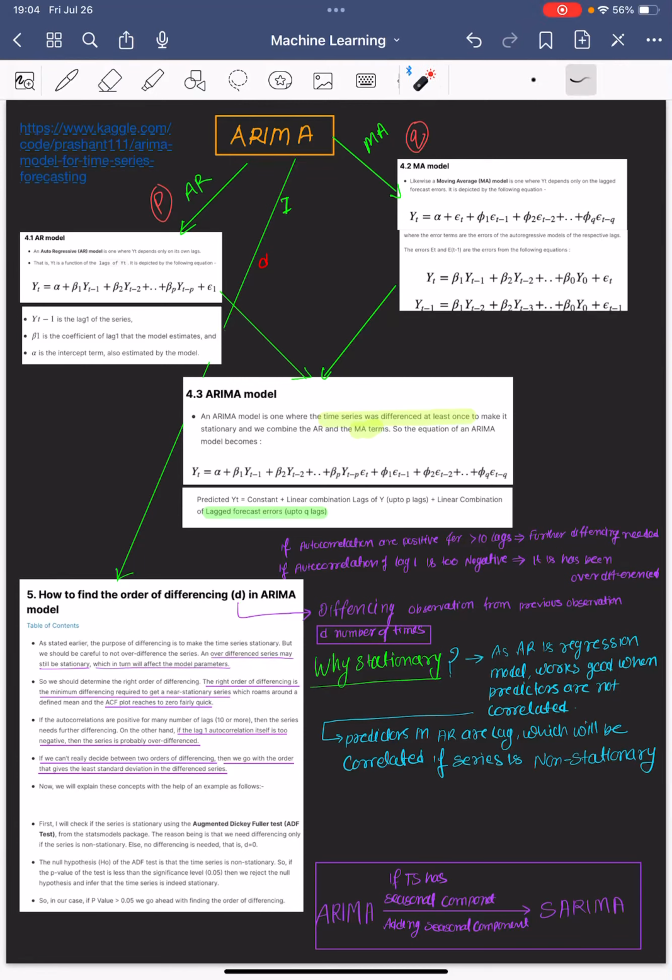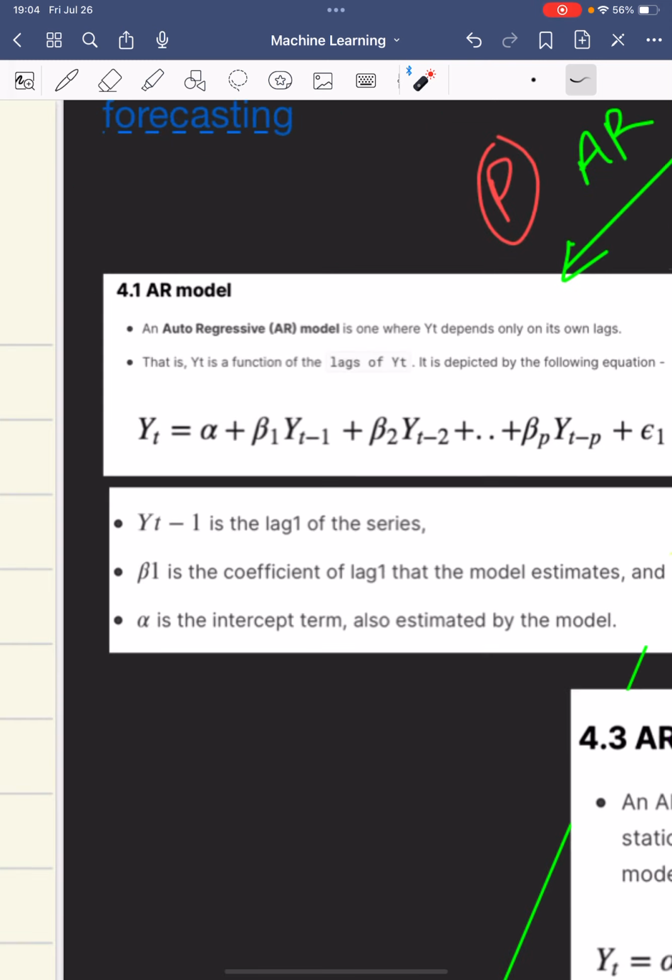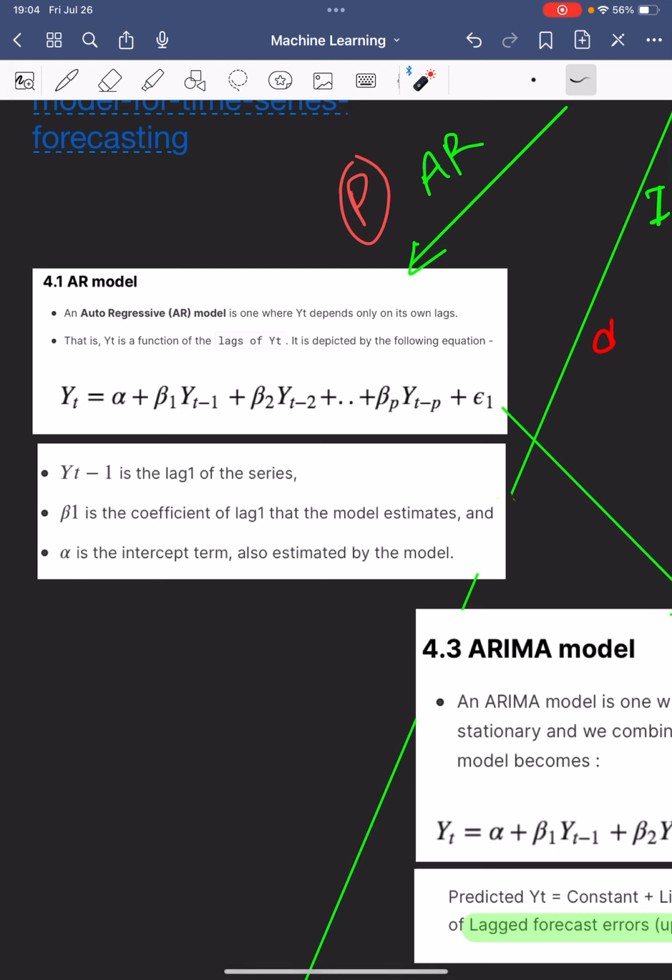Okay, so now we will talk about the ARIMA model. The ARIMA model is basically a combination of two models, autoregression and moving average, and the middle term is called integration. I will talk about the integration later. First we will see AR. AR is autoregression. So what is autoregression? It is basically a regression model built based on the lags.